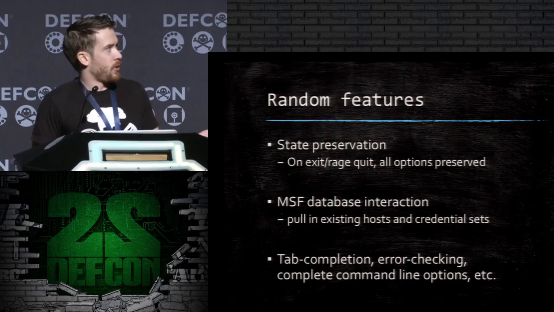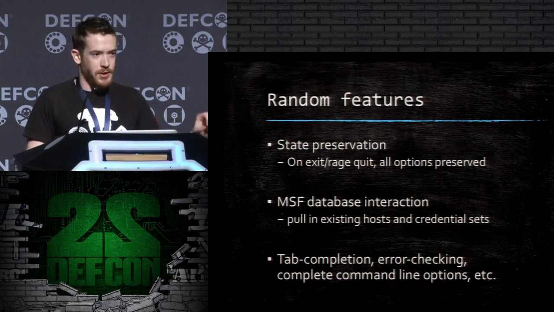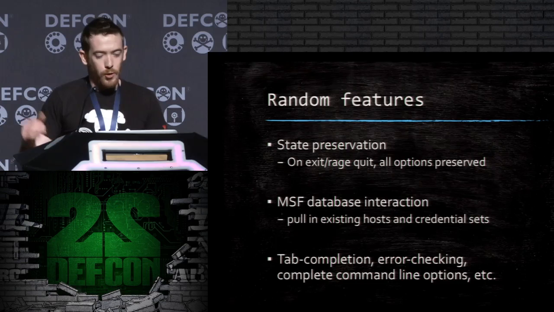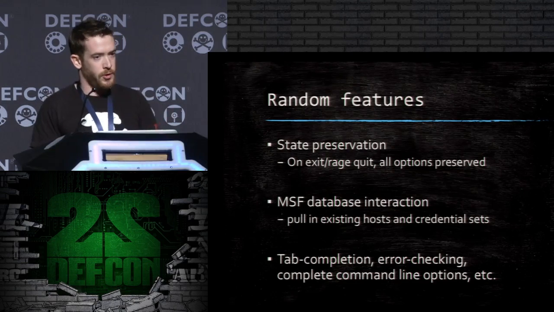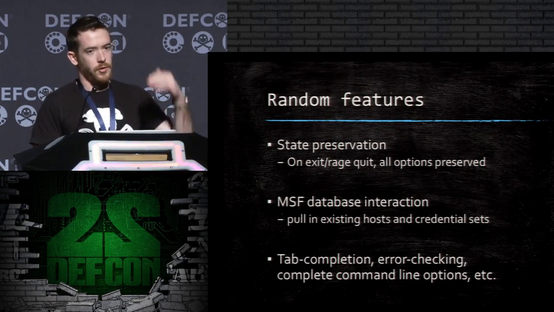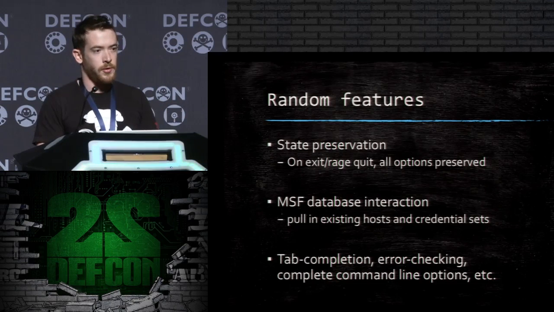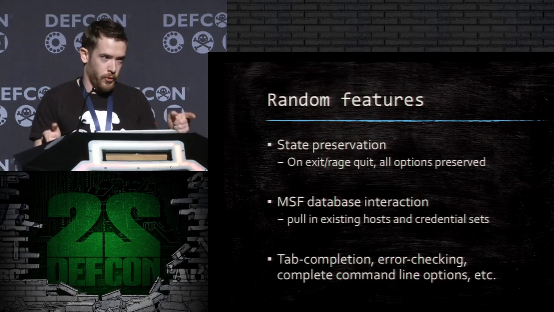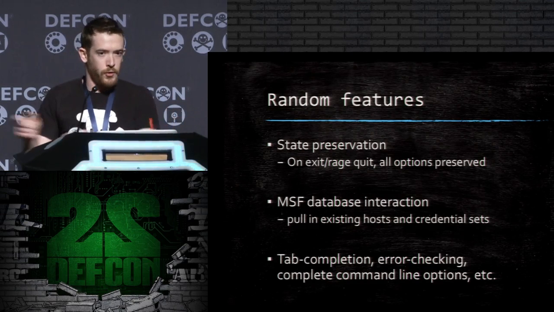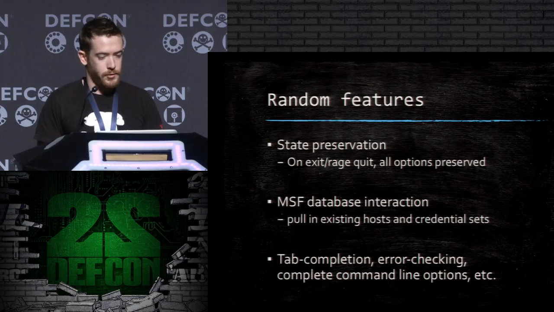Random features, state preservation. If something crashes or you rage quit with Control C, all the options are preserved. The current module that you're operating under is jumped right back to. All your targets and credential sets, configuration options, and it's all preserved. When you start it up, it'll prompt you, do you want to restore this initial state? You can also save those off, name them and restore up credential sets.